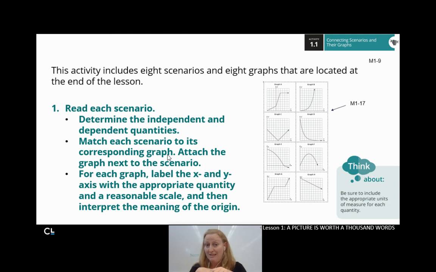I don't know. Tell me. Just like we did at the very, very beginning in our warm-up. And make sure when it says reasonable scale, that means number your x-axis, number your y-axis. Make sure you're using numbers that make sense.